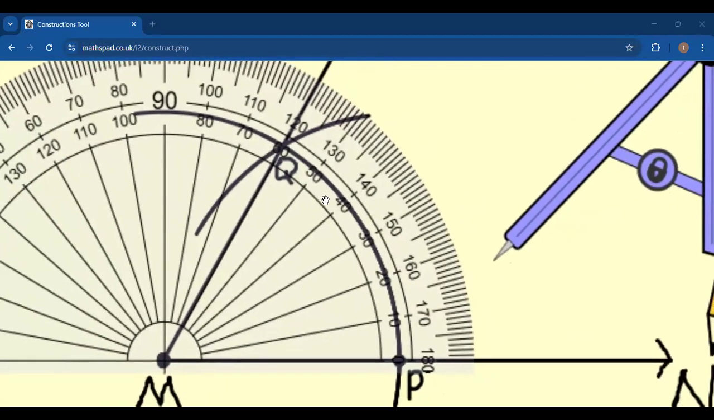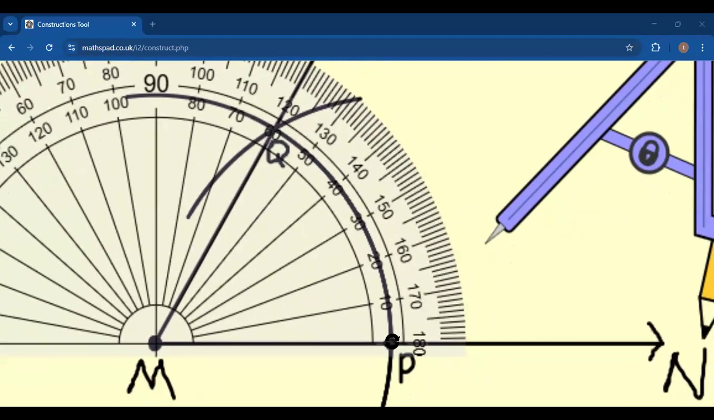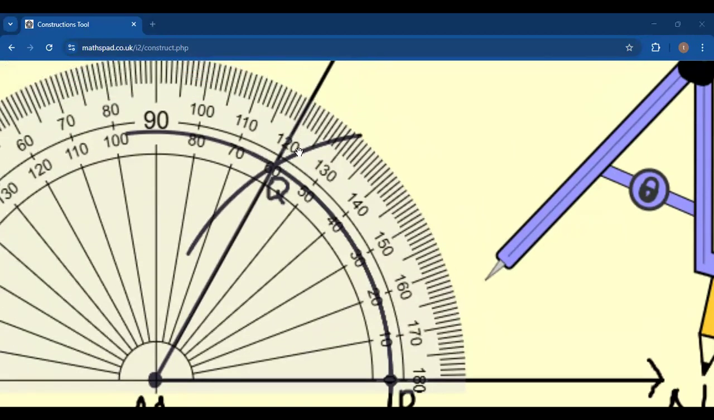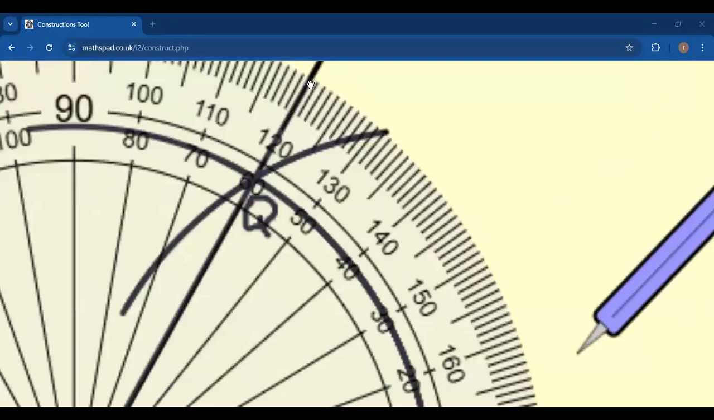What is the measurement of this? So this is 0, this is 10, 20, 30, 40, 50, and what is this? 60. 60 degrees. So I'm not biased. Mine is actually 60 degrees.